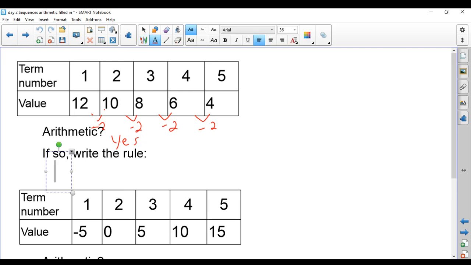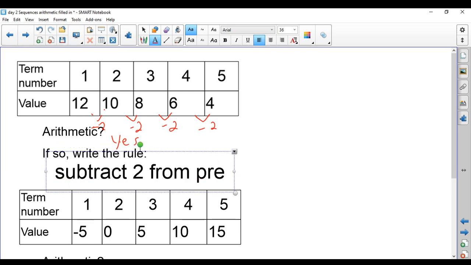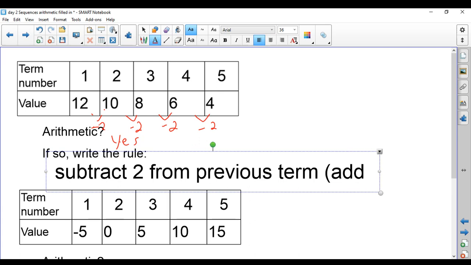There's actually a couple ways we can write the rule here. We could say you subtract 2 from the previous term, or we could say that you add -2 each time. We'll talk about that when we start writing a different type of rule in a little bit. But both answers would be correct. 12 minus 2 is 10. 12 plus -2 is also 10.